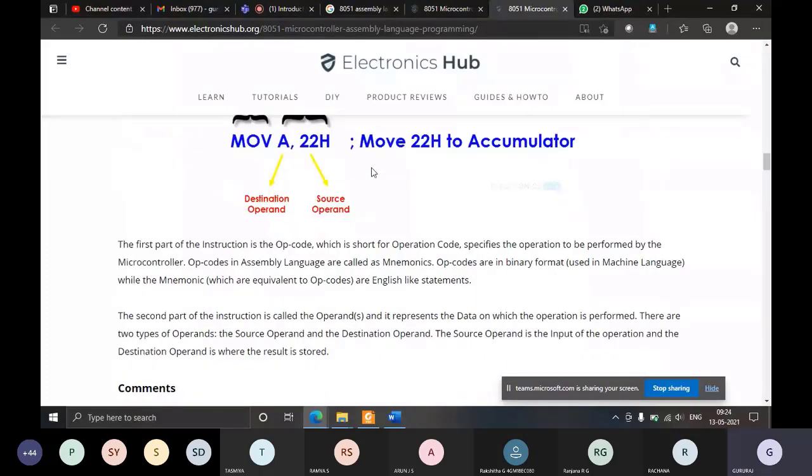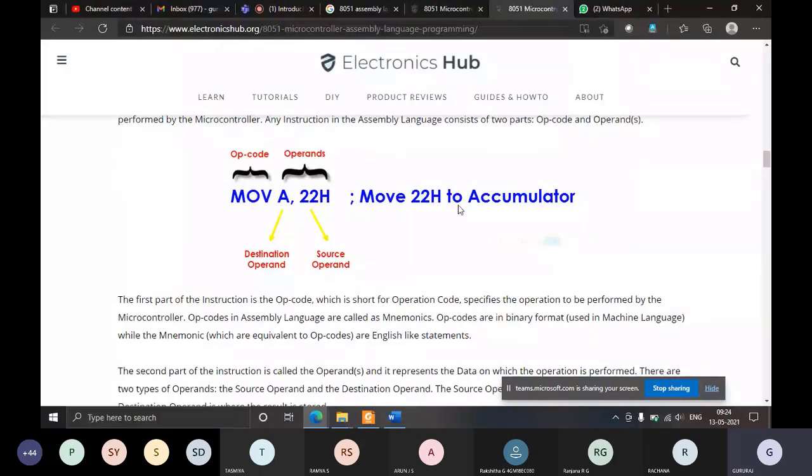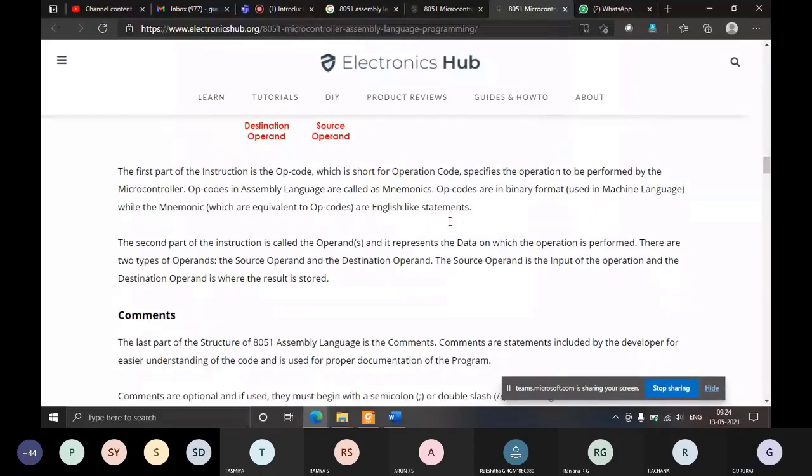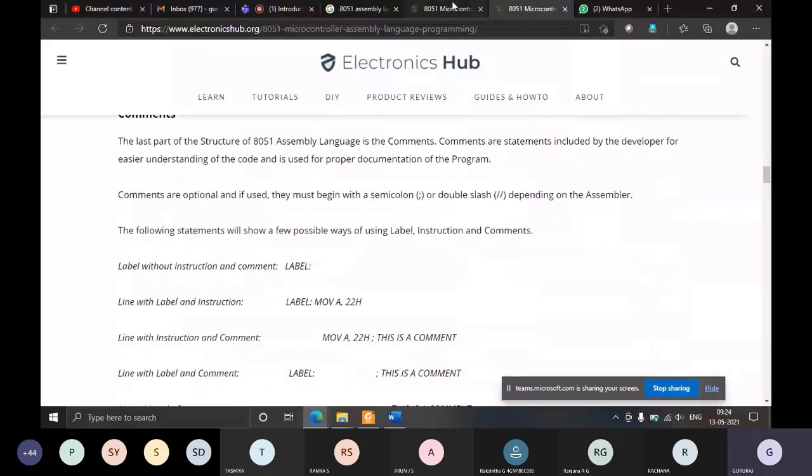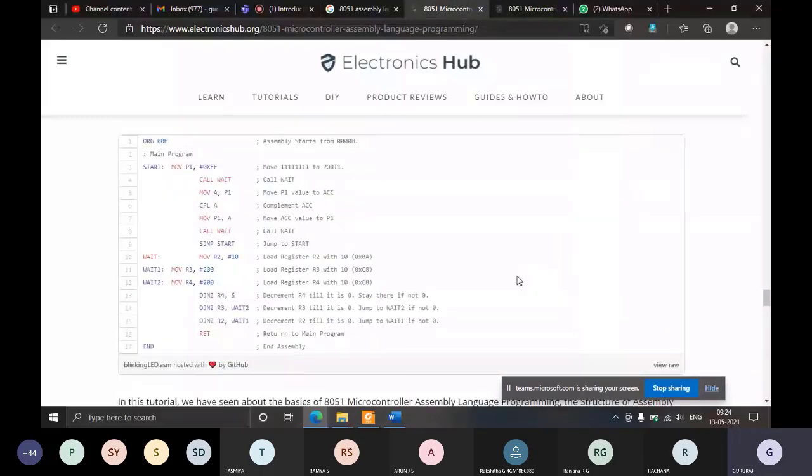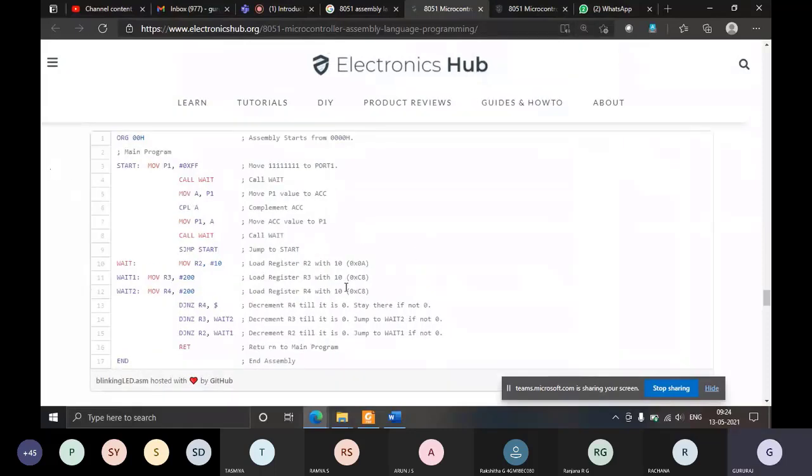And this is the comment, move 22H to accumulator. After the semicolon, whatever you write will be taken as a comment. We'll see a sample example now. You can see a sample example here. Hope it is visible. So you can see the sample 8051 code.